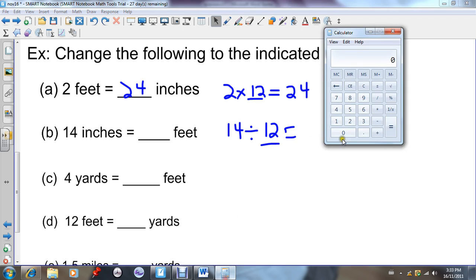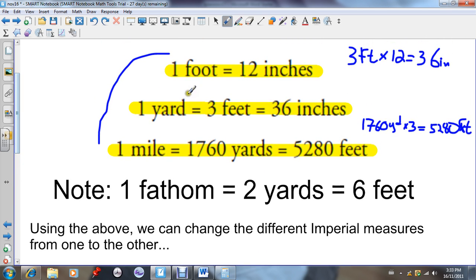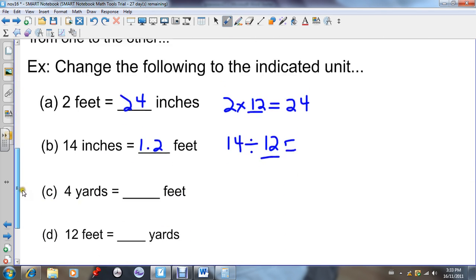Well, what's 14 divided by 12? This little sign means divided by. It equals 1.16. Round that to the nearest decimal place, it will be 1.2 feet. Now, do you see the difference when we went backwards? When we went from feet to inches, we multiplied, but when we went from inches to feet, we divided. Okay, that's going to be a pattern.